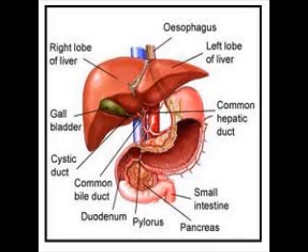Combinations of causative factors increase the incidence of stone formation, especially in women. Therefore, some clinicians refer to the patient most at risk for cholecystitis and gallstones by the 4 F's: female, 40, fat, and fertile. Okay, sorry.